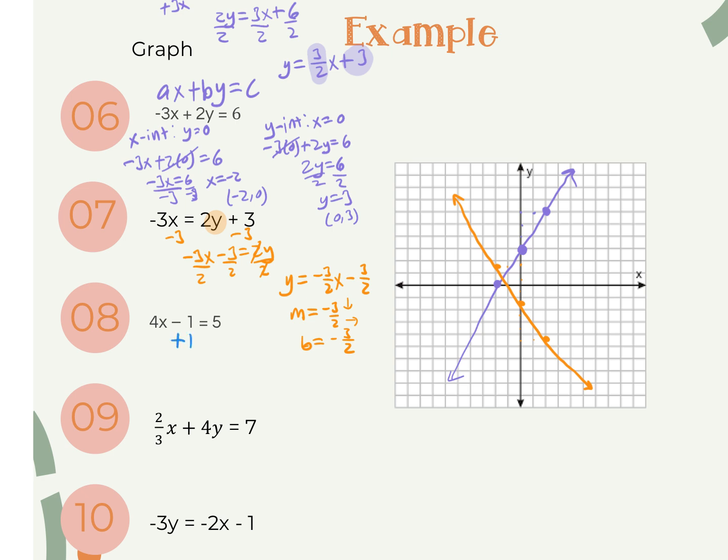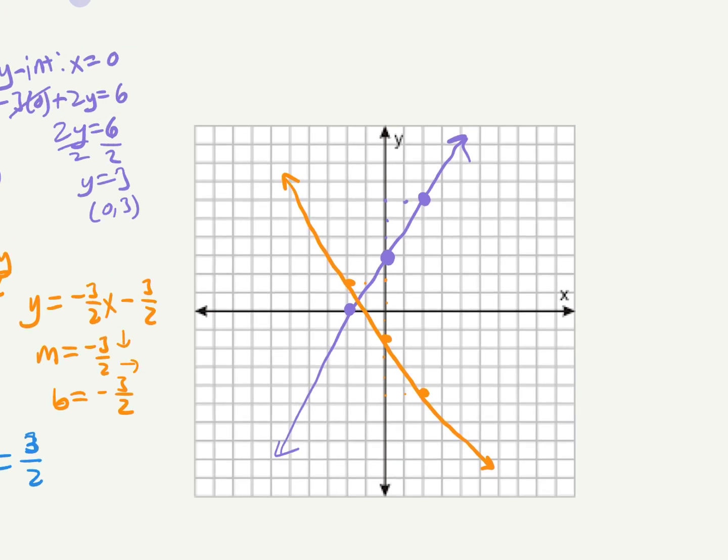Let's add 1 on both sides. And then we get 4x equals 6. Divide both sides by 4. And then simplifying 6 over 4, it's going to become 3 over 2. So I'm going to find on the x-axis where 3 over 2 is. It's going to be somewhere right there. And then it's going to be this line right here that's going through x equals 3 over 2. So something like that.